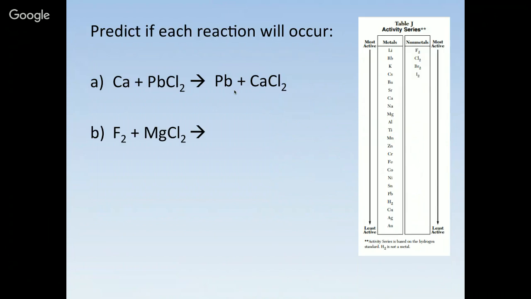So we have fluorine, diatomic fluorine, reacting with magnesium chloride. Is this going to happen? Okay, there's a trick to this one. Now, instead of using the metal side of the table, we're going to use the non-metal side of the table. Same rules apply. The single one has to be more active than the one in the compound. So you guys are correct. This one is going to form products. We're going to end up with chlorine on its own and magnesium fluoride as the compound. All right, last one. Try this one.